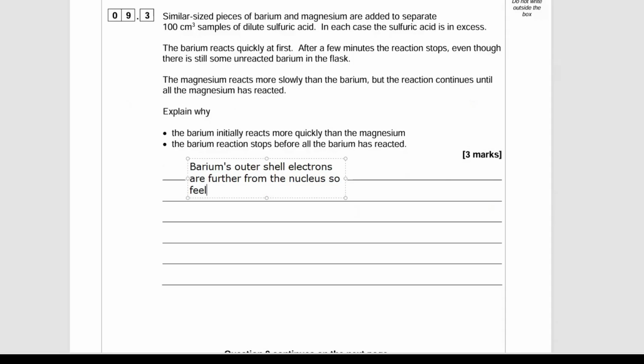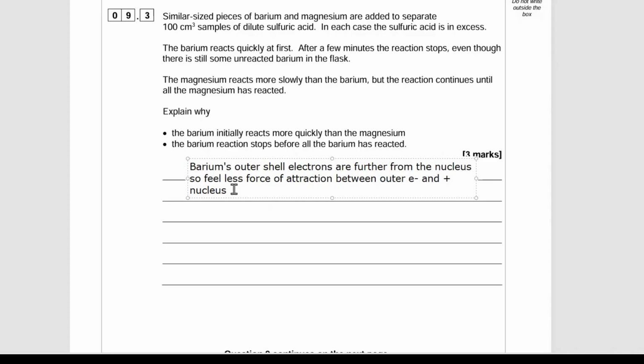So they feel less force of attraction between the outer electrons and the positive nucleus. This even outweighs the increase in nuclear charge because barium has a greater atomic number. It's got 56 compared to 12. So it has way more positive charge in its nucleus, but that's outweighed by the distance.